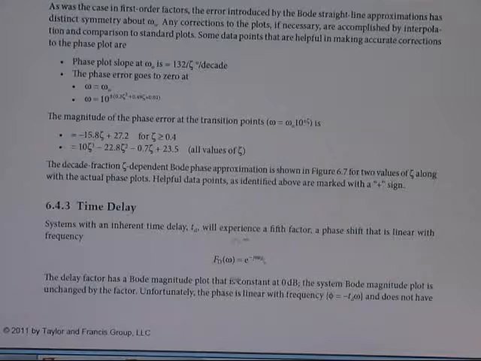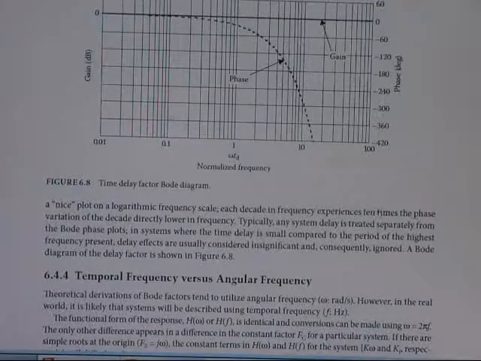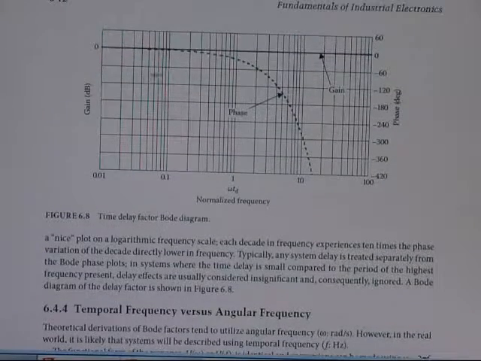This is the equation to calculate the time decay. The equation for the time decay is shown here, and this is the normalized frequency and the gain characteristic curve. The diagram drawn with normalized frequency and gain is shown here.